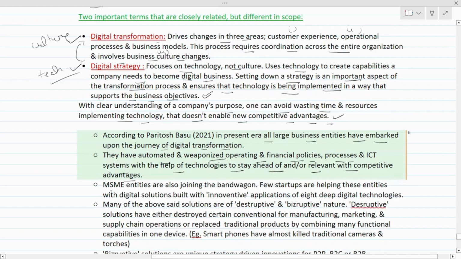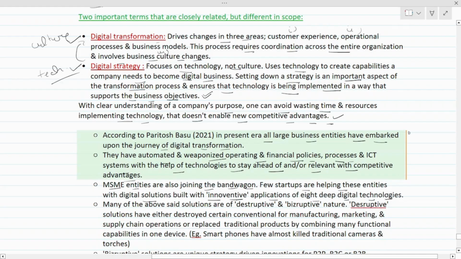Then we talk about MSME entities, that is medium and small scale enterprises. Now, when we talk about medium or small scale or MSME entities, they also have joined the bandwagon. Means they are also on this journey that I've already spoken about. It's not only the large entities that have got into the implementation of digital technology, even MSME entities have joined the bandwagon. Few startups are helping these entities with digital solutions built with innovative applications of 8 deep technologies or 8 deep digital technologies.